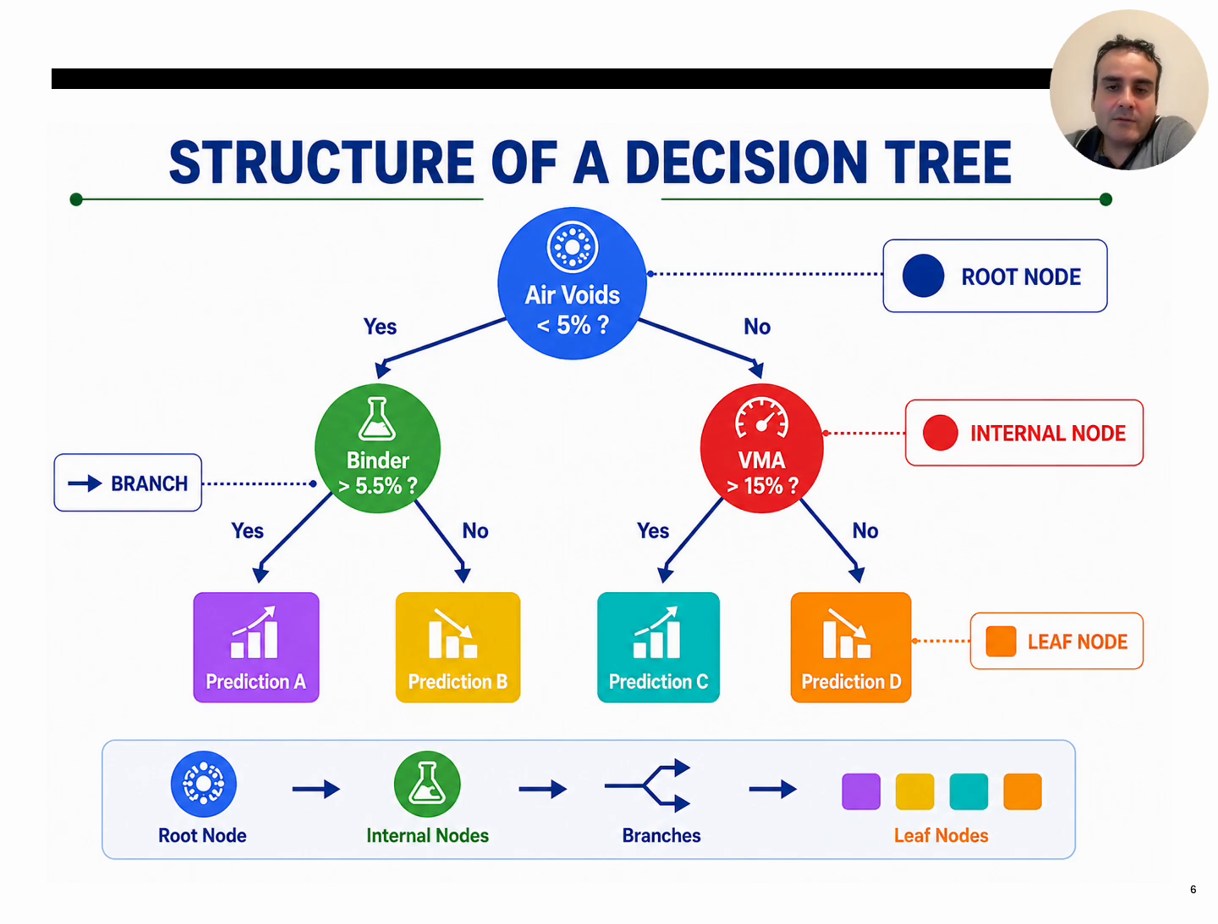Finally, we arrive at the leaf nodes at the bottom. These are the final outcomes or predictions. For example, the model predicts whether the tensile strength ratio is high, moderate, or low. The key idea is that the tree transforms a complex prediction problem into a sequence of simple decisions.